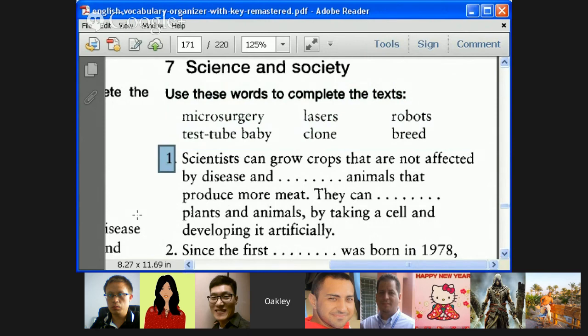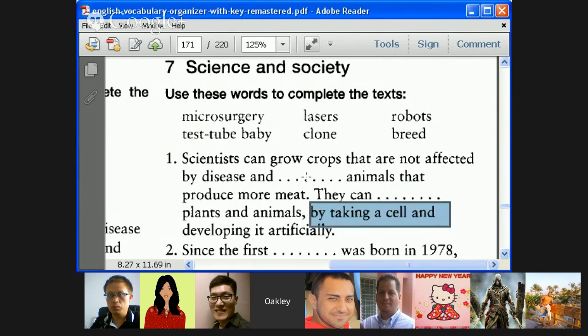Scientists can grow crops that are not affected by disease and animals that produce more meat. Now we got grow crops, and then clone animals. I think clone has to come down here because they explain what cloning is.